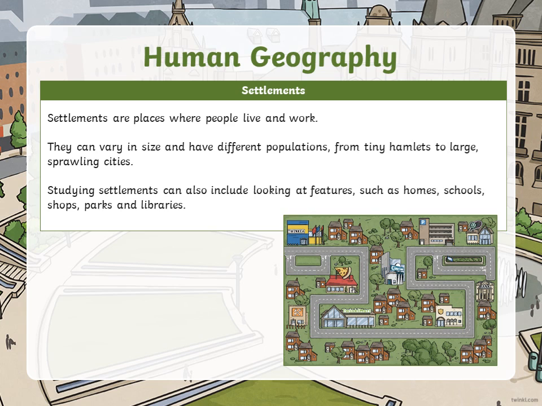They can vary in size, different populations, from tiny villages and towns all the way to massive cities like the one near us, Manchester. Studying settlements can also include looking at the features such as homes, who lives there, how many schools there are, the shops, the parks, and how many people work there. The bigger the city, the more people there are.